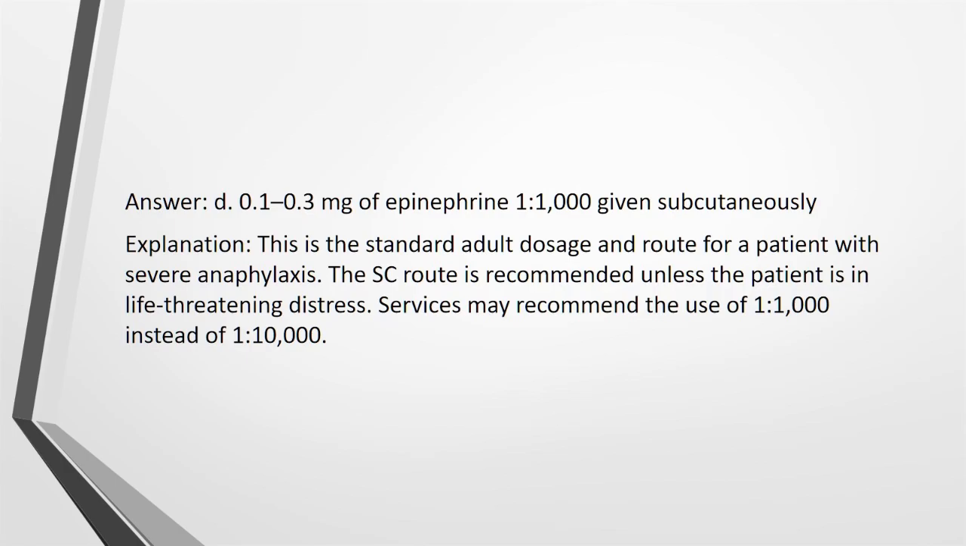Answer. D. 0.1 to 0.3 milligrams of epinephrine 1:10,000 given subcutaneously. Explanation. This is the standard adult dosage and route for a patient with severe anaphylaxis. The SC route is recommended unless the patient is in life-threatening distress. Services may recommend the use of 1:10,000 instead.